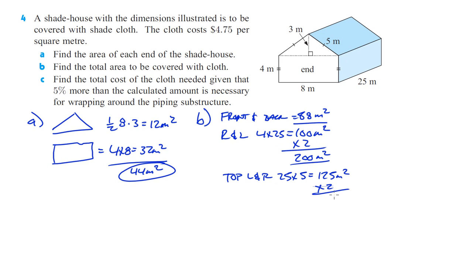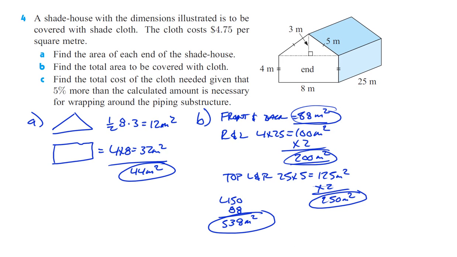Multiply that by 2, and we get 250 square meters. So we got to add that to the 200 to the 88. So that's what, 450. So we got 450 plus 88 gives us 538 square meters. Okay, so the last part says find the total cost of the cloth needed given that 5% more than the calculated amount is necessary for wrapping around the piping substructure.